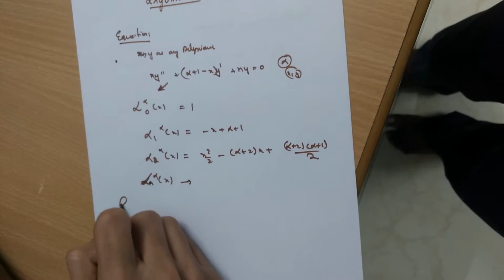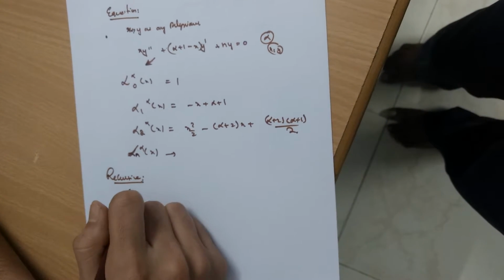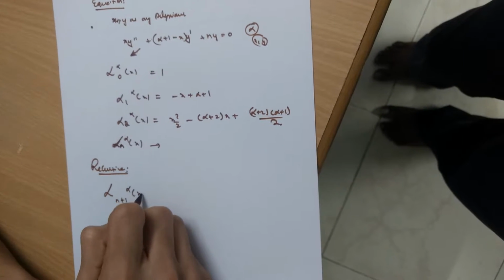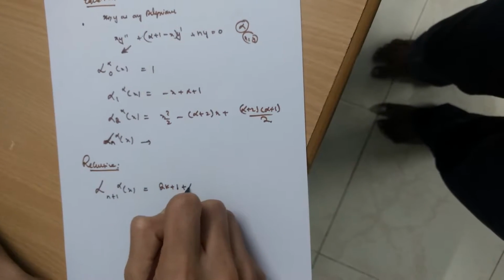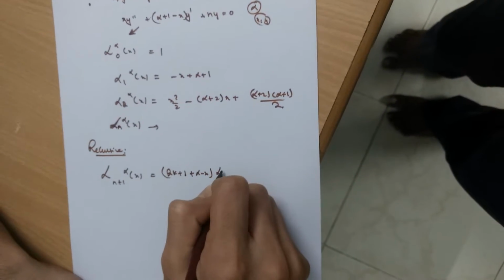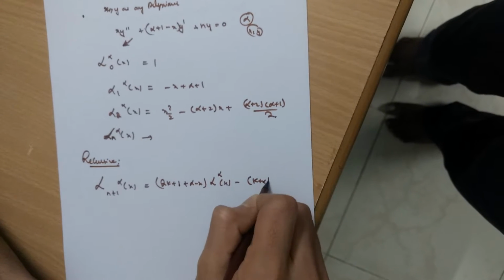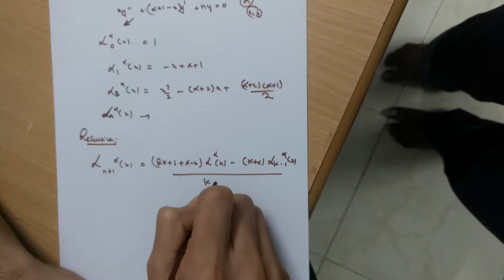Now there is a recursive equation to get the Laguerre polynomials, which is nothing but L k plus 1 alpha of x is equal to 2k plus 1 plus alpha minus x into L k alpha of x minus of k plus alpha into L k minus 1 alpha of x, the whole divided by k plus 1.